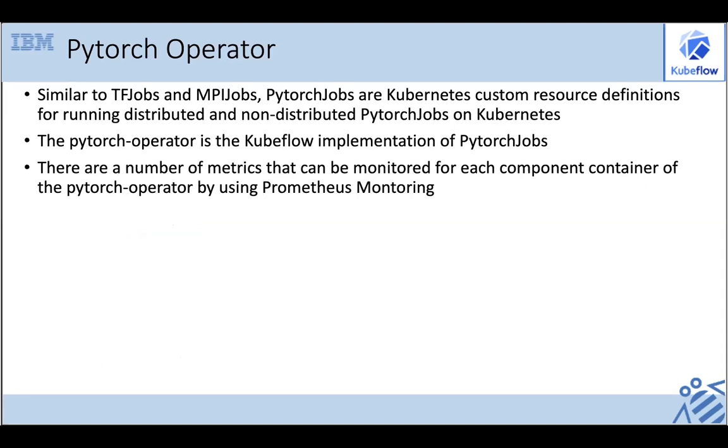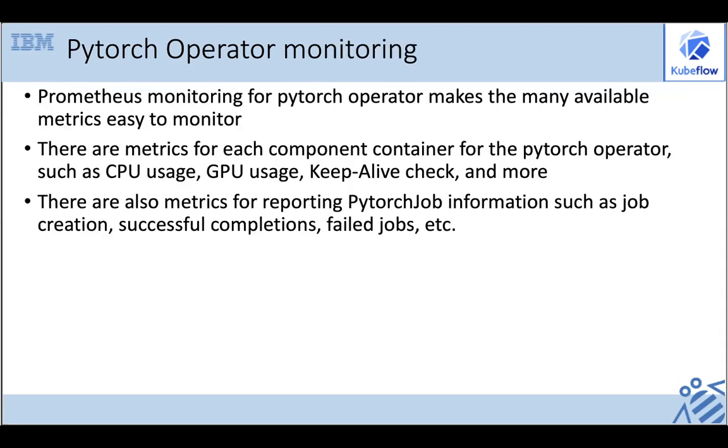And so lastly, we have the PyTorch operator. Again, the identical thing for PyTorch jobs on Kubernetes as TF jobs and MPI jobs were for their respective operators. And there are a number of metrics that can be monitored in the PyTorch operator using Prometheus monitoring, and these can help you know, kind of similar to what the evaluator does in TF job, but there's also a few more things that you can get with Prometheus monitoring, which we'll look at.